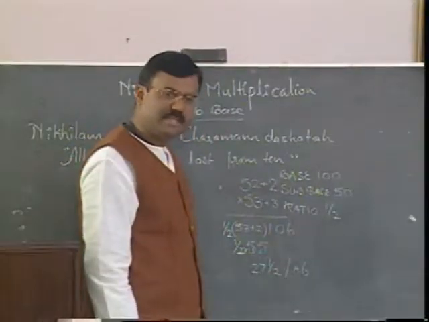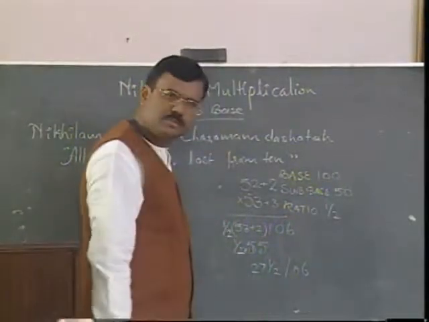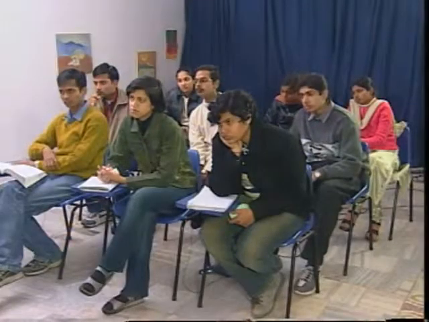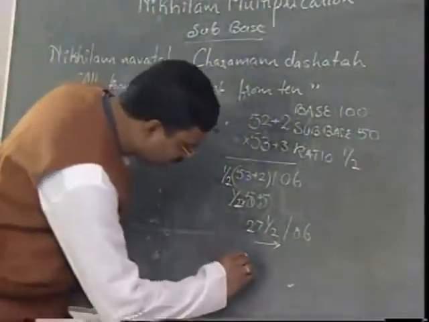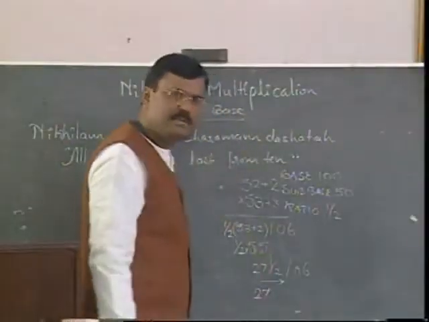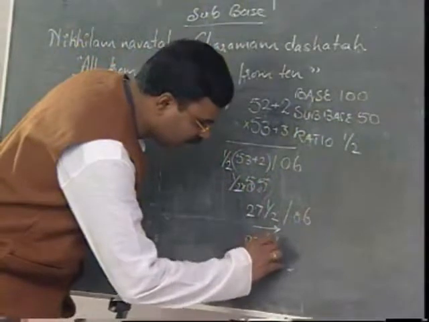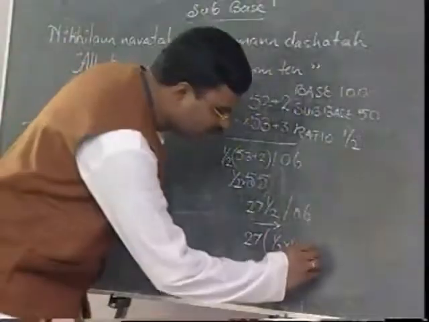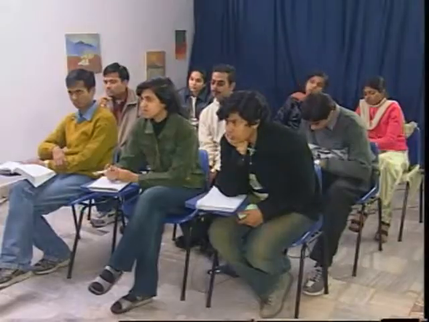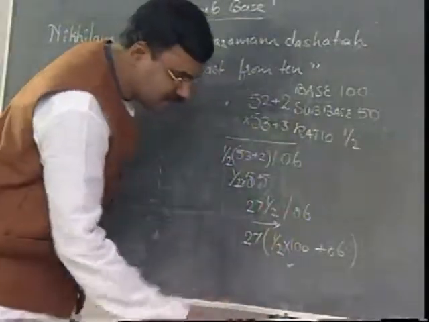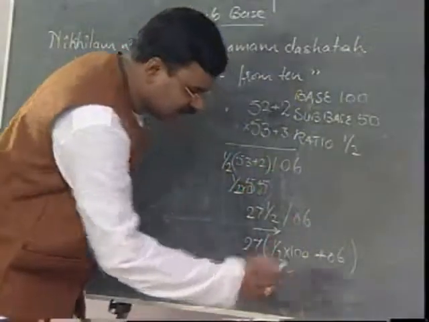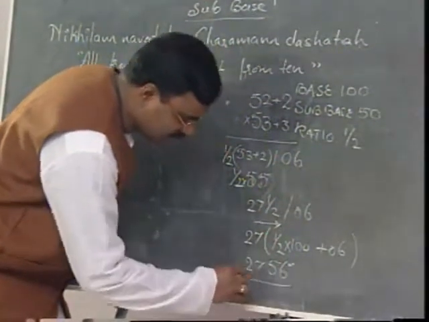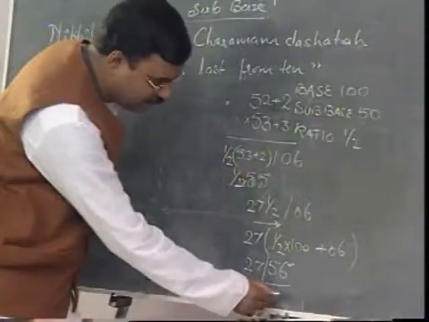Whenever you come across fractions like this, 1 by 2 or any fractions, this is not for the left part, this is only for the right part. Hence 27 is only the left side of your answer, and the half of base, the selected base 100, is to be added to the right part of your answer. Half of 100 is 50. 50 plus 6 is 56. That means 27, 56 is your answer. Left part is 27, right part is 56.